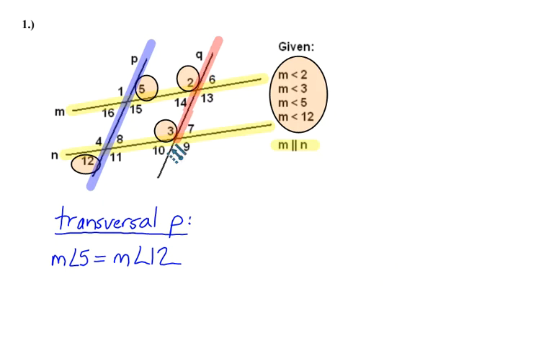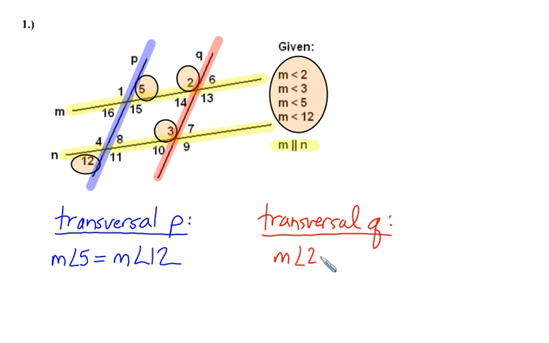So the other transversal that we can look at in this picture is transversal Q. Again, if we were writing up work for a quiz, an assignment, a test, we would specifically note that we are looking at transversal Q. And in this case, the 2 angles involved are angles 2 and 3. Well, angles 2 and 3 are corresponding angles, and they're formed by parallel lines, M and N. And we know that corresponding angles are congruent when the lines are parallel. So our equation here would be that the measure of angle 2 is equal to the measure of angle 3.